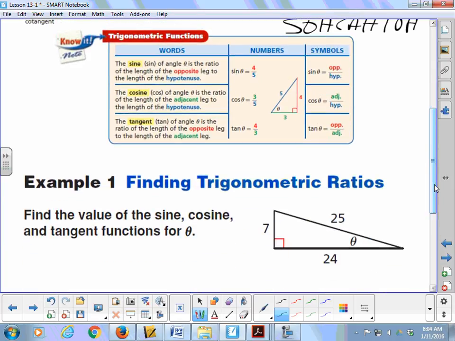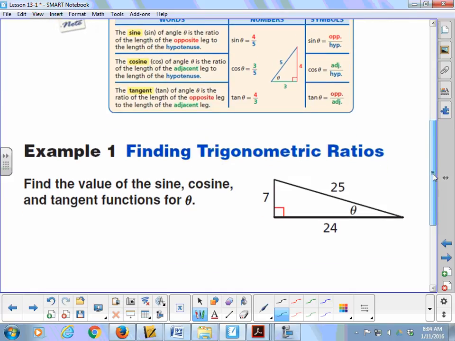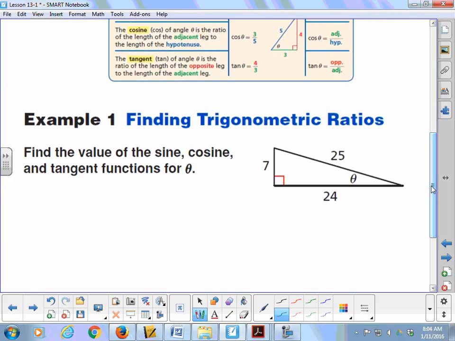All right. So this right triangle here has the sides 7, 25, and 24, and they want us to find sine, cosine, and tangent. The first thing I do when I have a new triangle I'm working with and I'm concerned about the trig functions is label the sides as opposite, adjacent, or hypotenuse. That's the first thing I'm going to do. That way it helps me determine where things are and helps me with sine, cosine, and tangent.